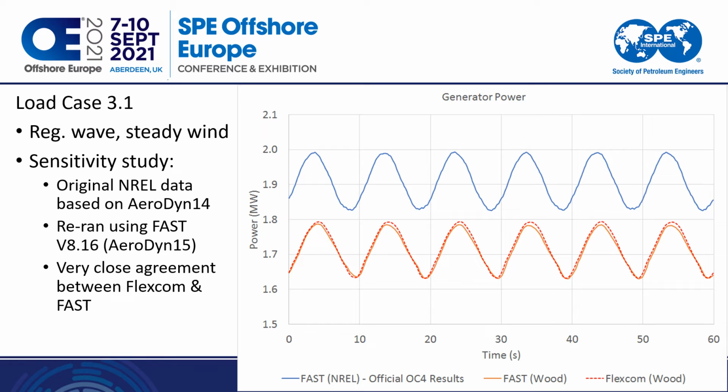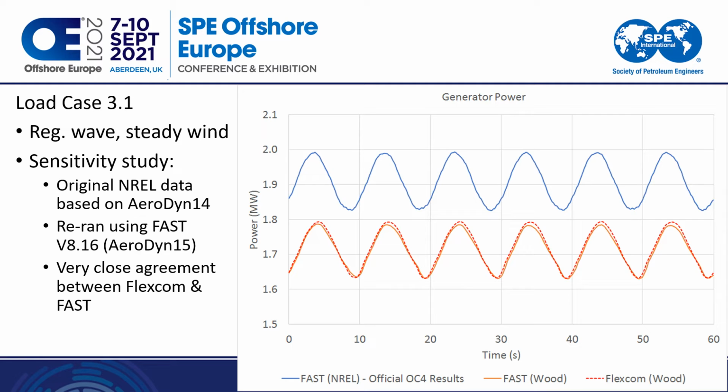Staying with load case 3.1, now just looking in detail at a comparison between Flexcom, the new modeling tool which we've been developing at Wood, and the original FAST program which is developed by NREL. On the right hand side of the screen here, we're looking at the original results produced as part of the OC4 research project, which were presented by NREL, which are shown in blue, and the new results which we've produced using Flexcom. So there's a considerable difference there in the generator power that's predicted by both modeling softwares.